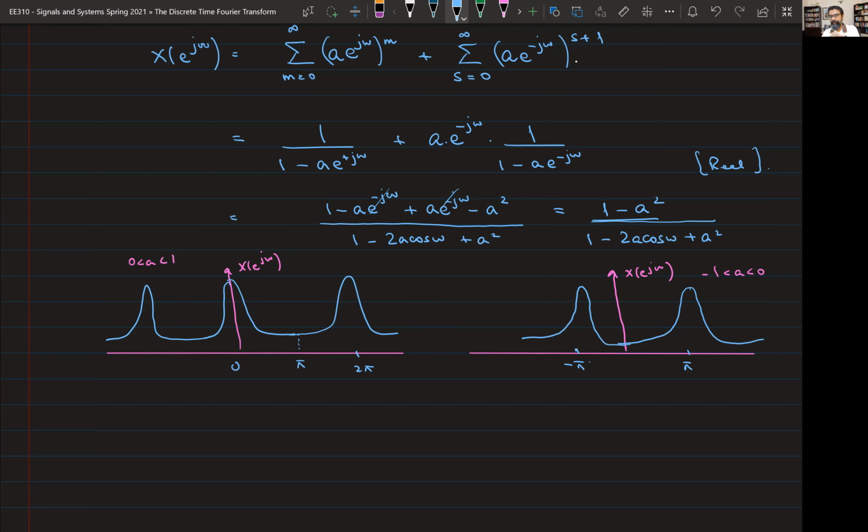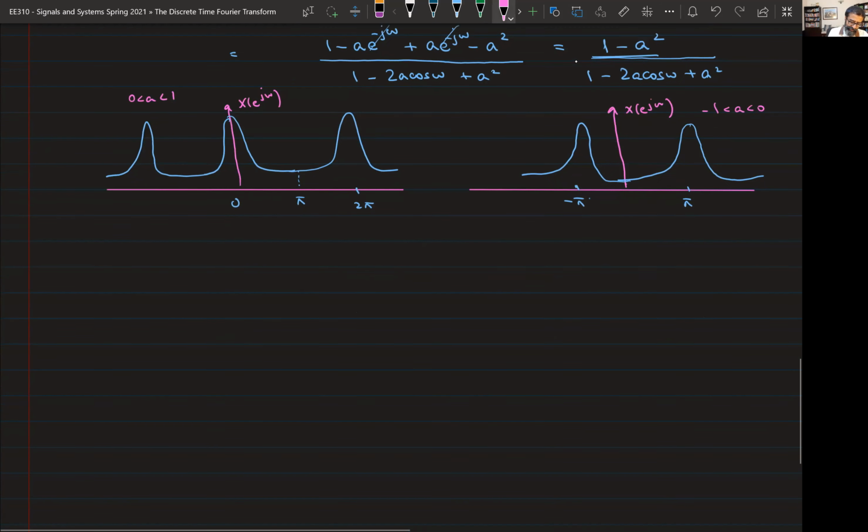Okay, and once again, we get the same idea that when a is negative, there are more high frequency components compared to when a is positive, and that would make sense because the signal is much smoother for positive a. Okay. Any questions about this example before I do the next one? Okay, so here's the third example.